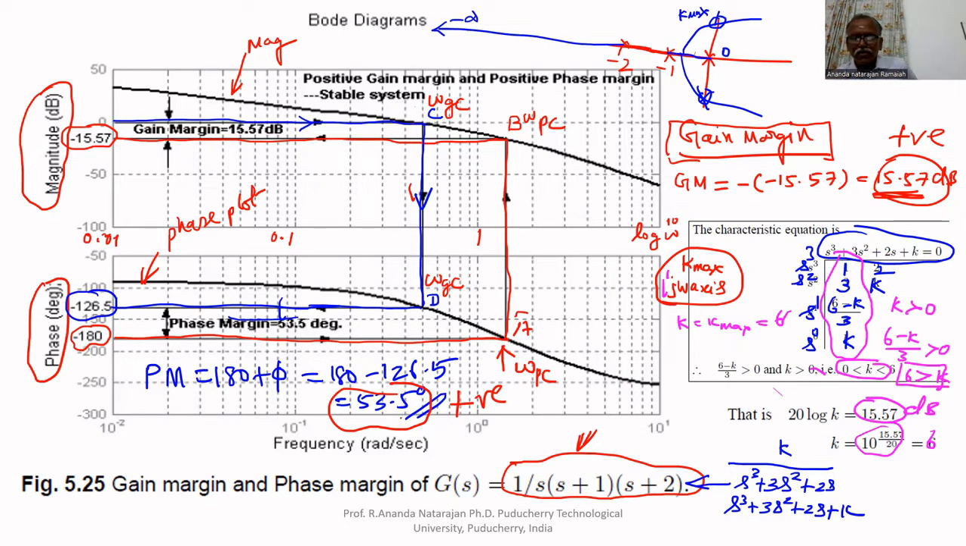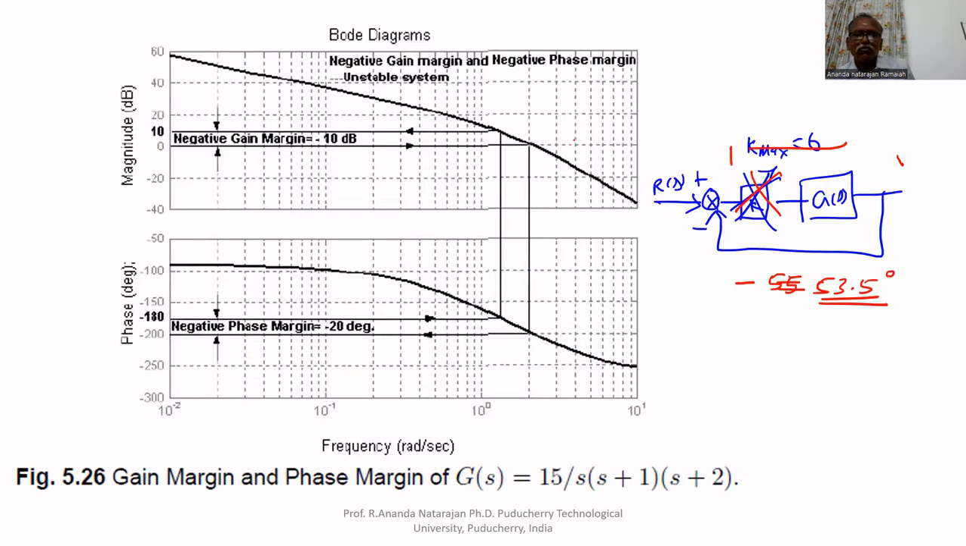Let us increase the gain. We know that the maximum gain is 6. The gain should be less than 6 for a stable system. Now let us increase this gain from 1 to 15 and draw the Bode plot and check the gain margin and phase margin. This is the plot for 15. The static gain is increased to 15. For that, we have drawn the Bode plot, magnitude plot as well as phase plot. Draw a horizontal line at 180 degrees.